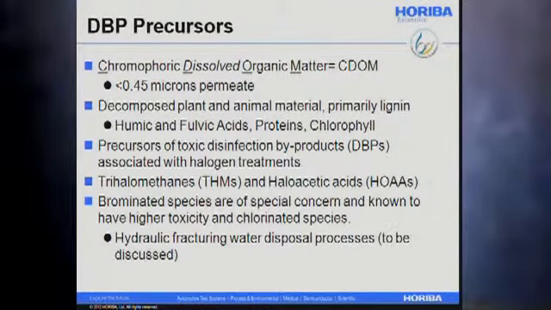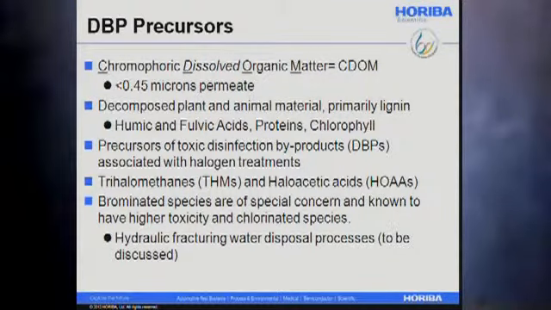The major precursor that we primarily measure is known as chromophoric dissolved organic matter, generally defined as a permeate through a 0.45 micron filter, and is typically sourced from the decomposition of plant and animal material, primarily lignin of plants, leaves, bark, and stem. So the humic and fulvic acids, protein components, and chlorophyll degradation products are all known to be somewhat associated with these precursors for these toxic disinfection byproducts.